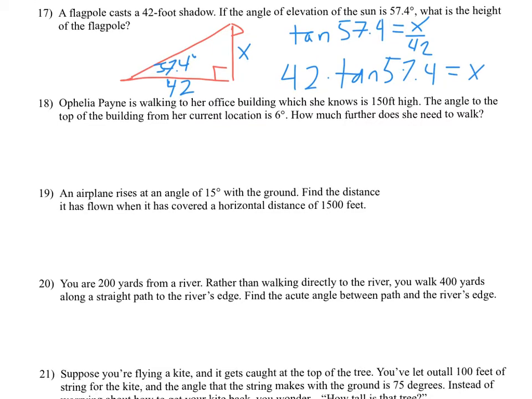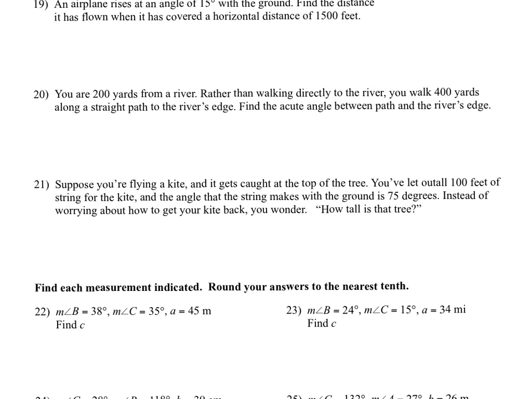Now I'm going to skip a little bit. Let's talk about number 20. You're 200 yards from a river. I'm going to draw the river. Cool. This is you, and you are 200 yards away. Rather than walk directly to the river, you walk 400 yards along a straight path to the river's edge. So you're not walking straight to the river, but you are walking directly to the river's edge, and it takes you 400 yards. We're going to make an assumption that this makes a right angle, just because this is a right triangle problem. Find the acute angle between the path and the river's edge.